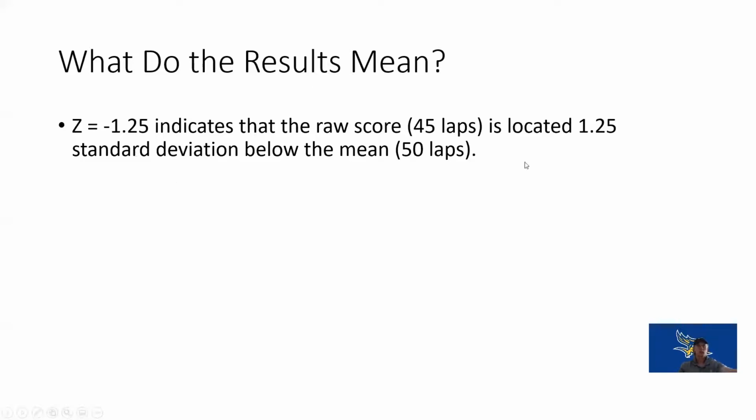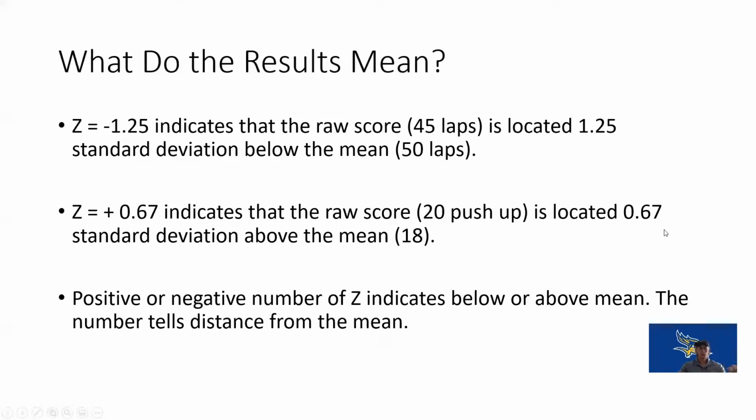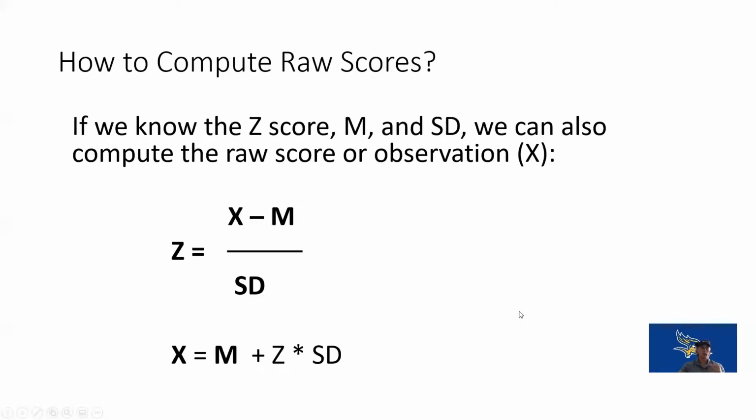Okay, so here's my Z-score. This indicates that my raw score is located 1.25 standard deviations below the mean, so below average. 20 push-ups compared to 18 is 0.67 standard deviations above the mean. So it's above the mean. This tells me how far I am away from that midline.